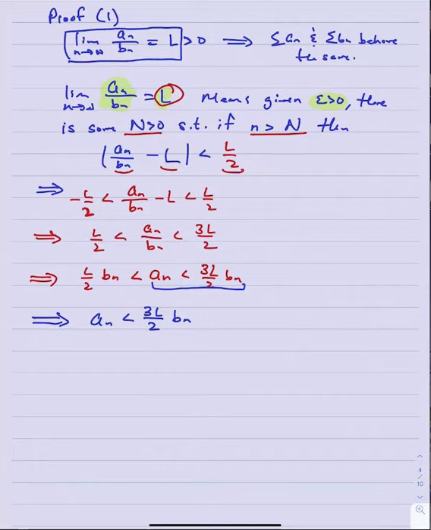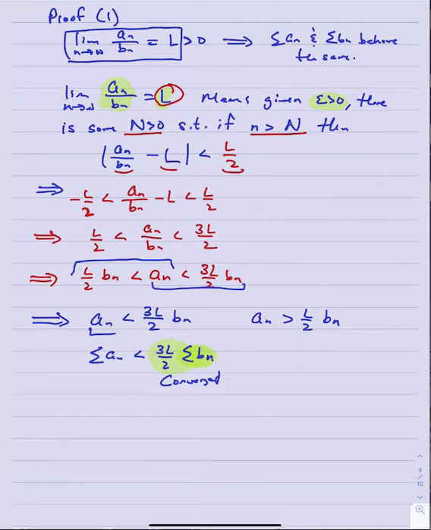If I look at the other part, that one says that a sub n is greater than L over 2 b sub n. Okay, by direct comparison, I know that if a sub n is less than 3L over 2 b sub n, that means the infinite series of the a sub n's is less than 3L over 2 times the infinite series of the b sub n's. What does that inequality tell me? It says that if the b sub n's converge, then of course multiplying that convergent sum times a constant gives me a constant. So this right side is convergent. And by direct comparison, if a sub n is less than this thing, and this thing forms a convergent series, then that means the series of the a sub n's is also convergent.